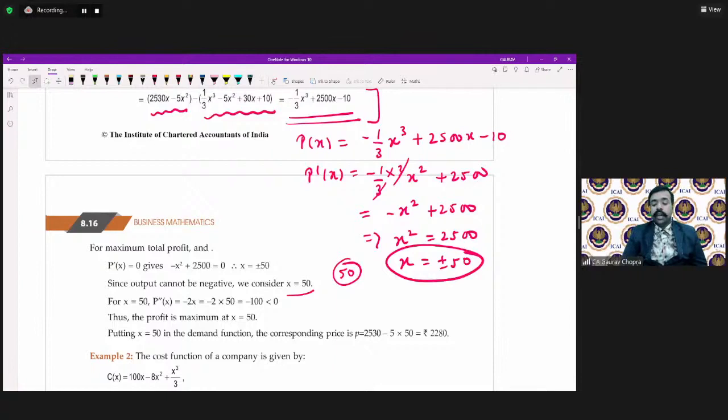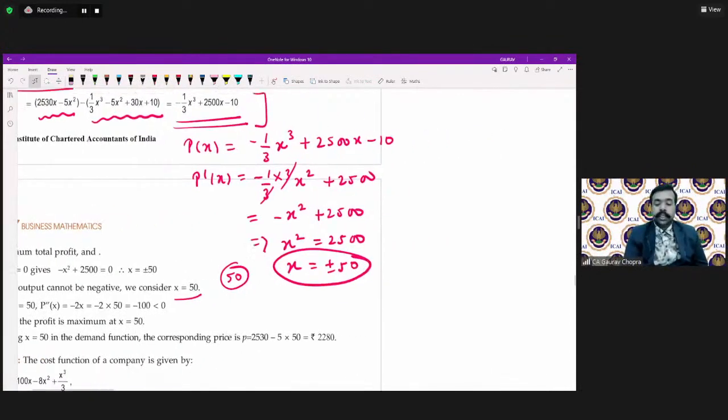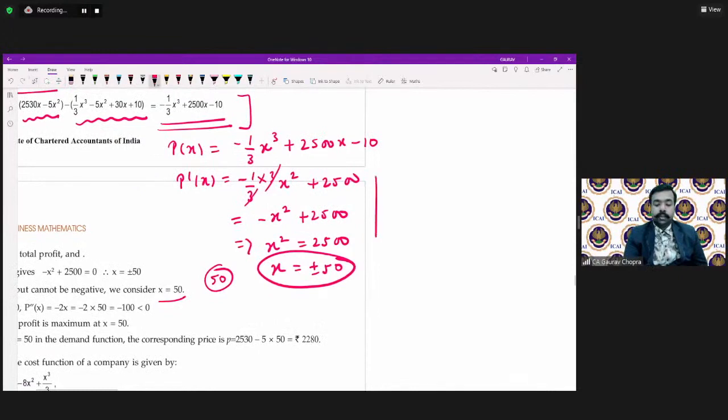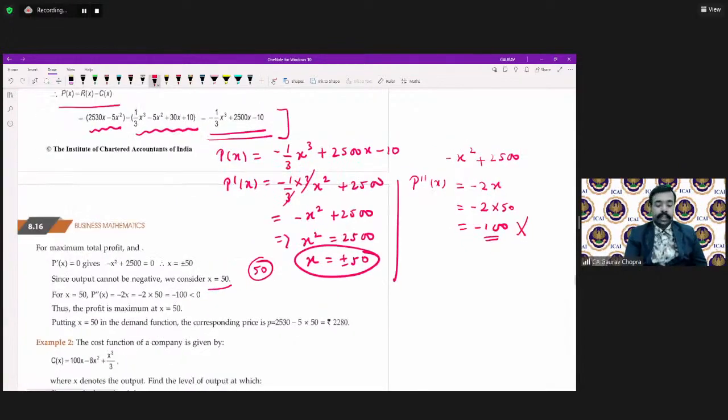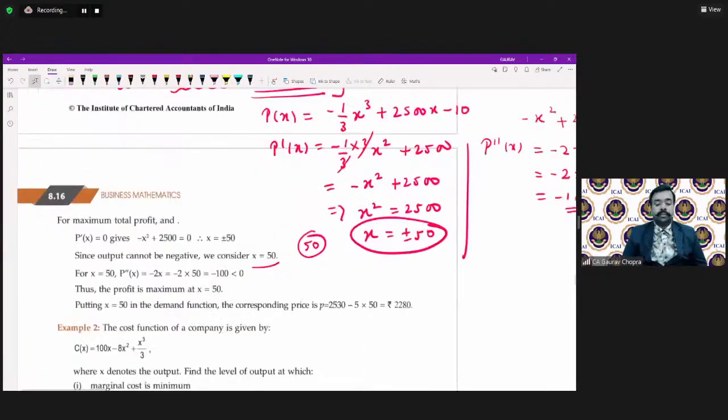If x is 50 and we again find out the derivative, we calculate P double dash x. We have minus x square plus 2500. If we calculate the double derivative, it will be minus 2x. Minus 2x means minus 2 multiplied by the value of x, that is minus 100. So that is not possible because we will not get profit at the double derivative. So simply we have to find out the single derivative, and the profit will be maximum at x equal to 50.